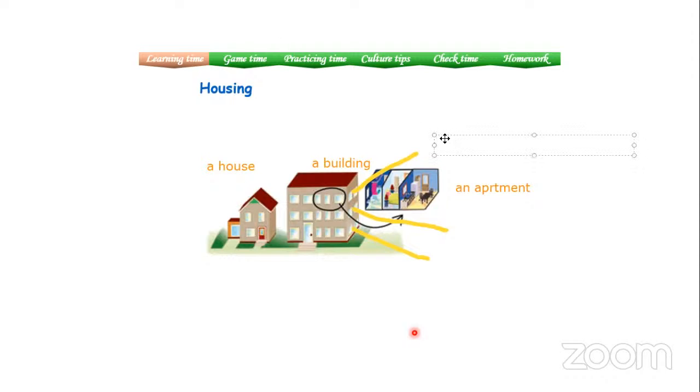This can be the second floor, right? Second floor. And this is the first floor, right? First floor. But how do we call this one, the first one in English? Do you remember maybe? This floor.